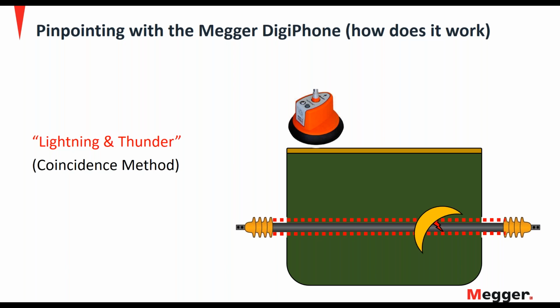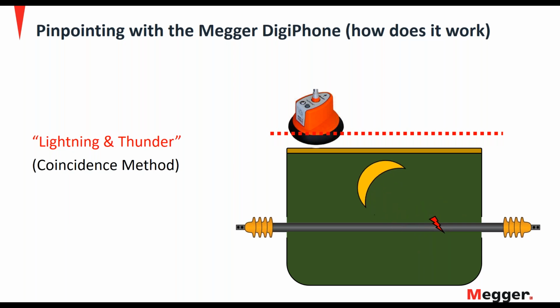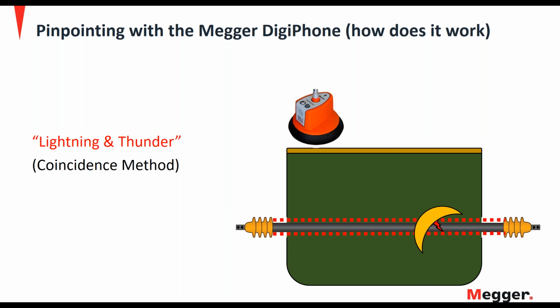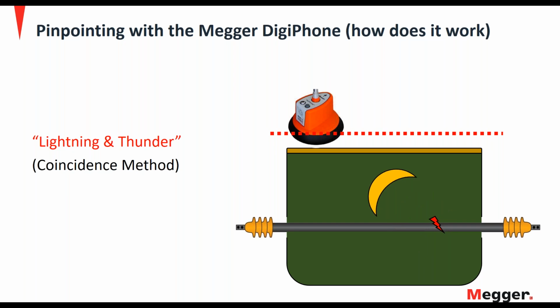So if we cycle the thumper, this electromagnetic pulse travels very quickly and hits the sensor and triggers a timing mechanism, and the sound wave hits the sensor much slower at the speed of sound and stops that timing mechanism. So if we go through that again, thumper thumps, the digiphone starts to record how long it's going to take for the sound to get there. And the closer the sensor is to the fault, the less time it takes for that sequence to take place.